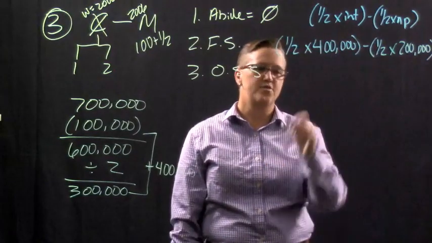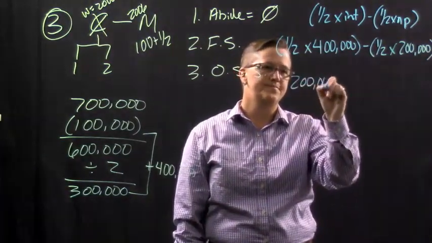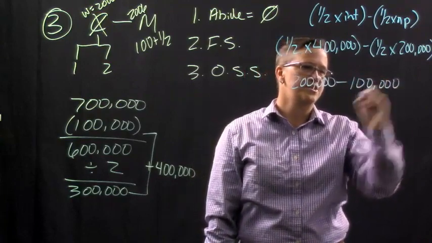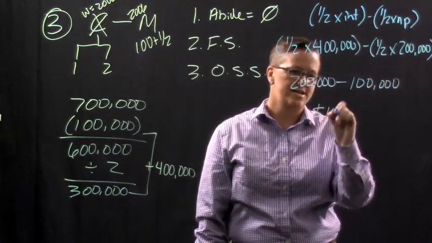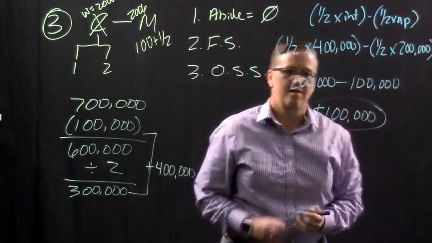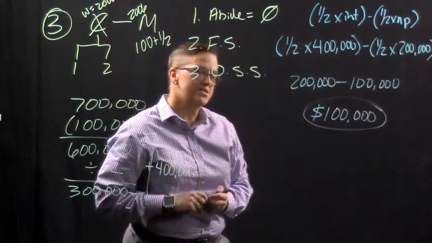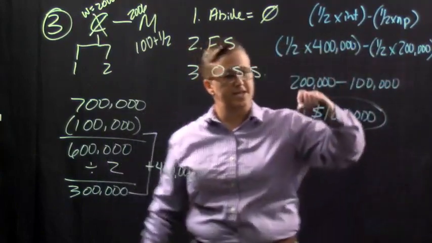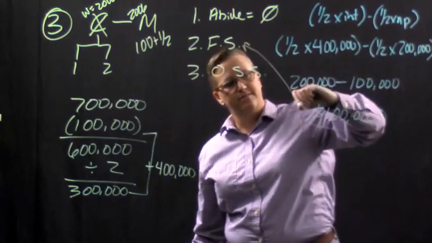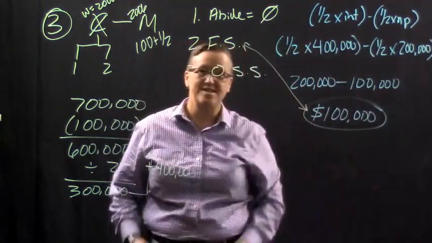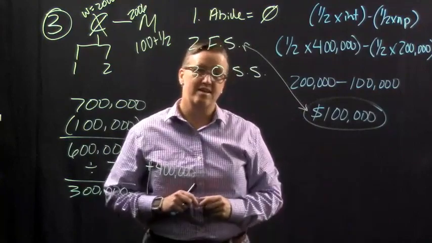So 1/2 times 400,000 is 200. Minus 1/2 of 200,000 is 100. 200 minus 100 is $100,000. All right, so that's the forced share. So we know if Molly were to take the forced share, it is $100,000.